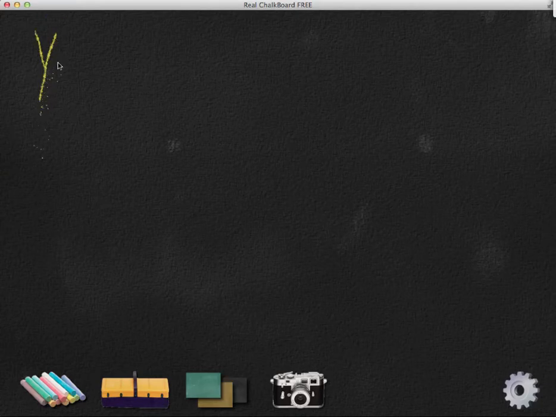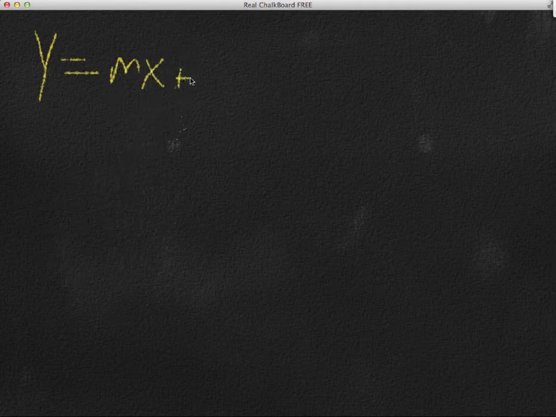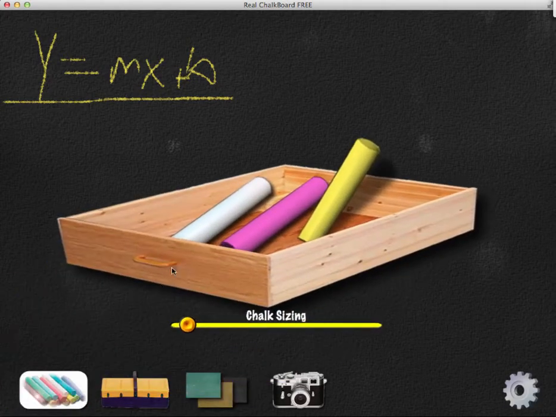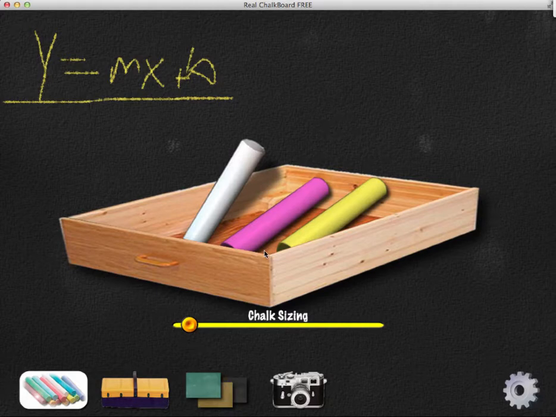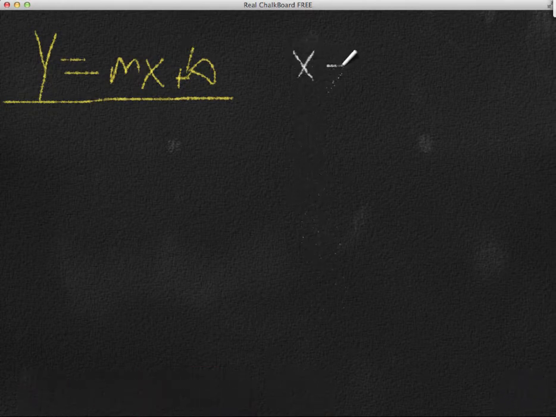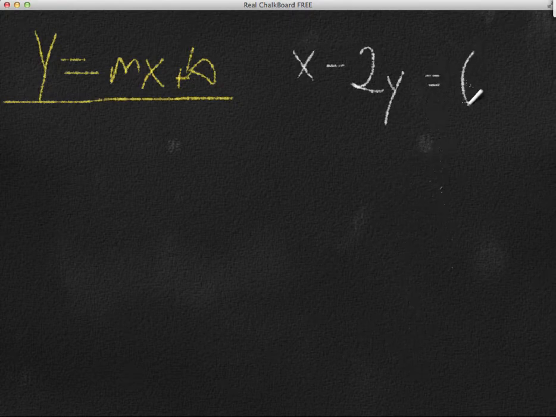So go back again, right? y equals mx plus b, right? That's our formula. All right, so our problem in this case was, let's do it in a different color. Our problem was x minus 2y equals 6. Right, now this is what I was saying earlier.